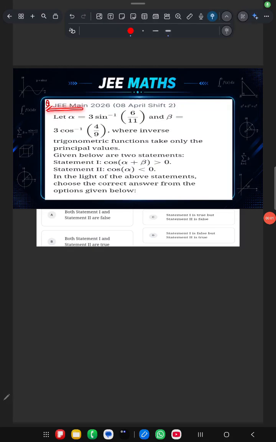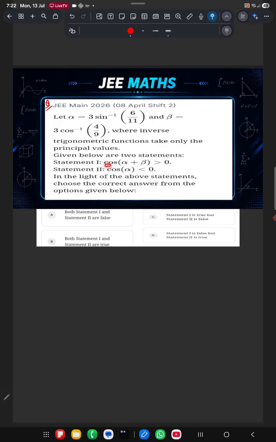This is a question from JEE Main 2026. Inverse trigonometric functions. Let alpha equal 3 sine inverse 6 upon 11 and beta equal 3 cos inverse 4 upon 9, where inverse trigonometric functions take only the principal values. Given below are two statements.